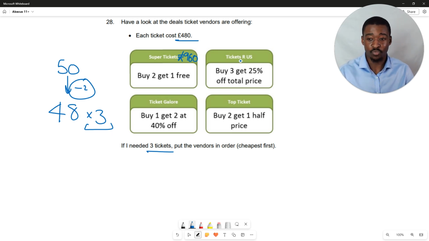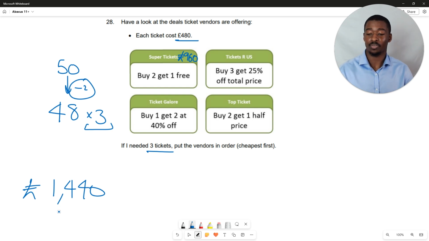So 144, but of course it's not going to be 144, it's going to be 1,440. But then we're told if we do this and we buy these 3 tickets, we get 25% off the total price. So how much do we get off?